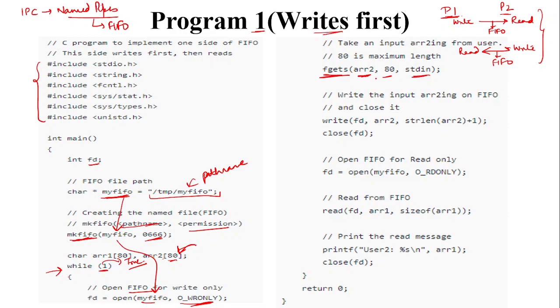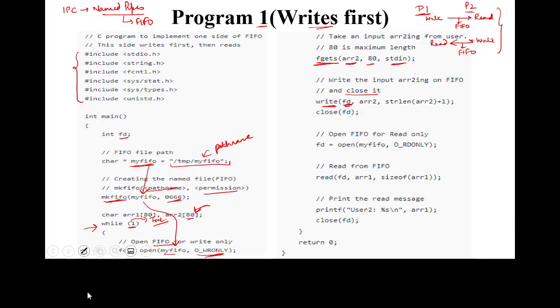As soon as we take the input from the user, we write it into the file descriptor here. Again, you can see we write the input string on the FIFO file and close it. This is the file descriptor here. Where did we get the file descriptor?